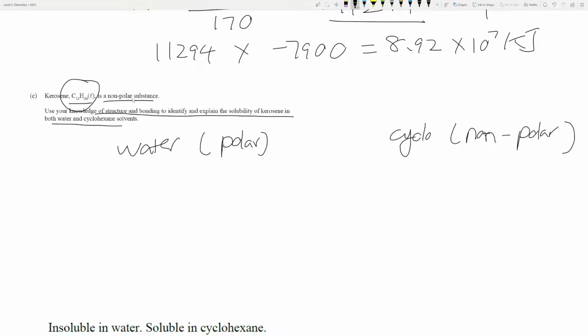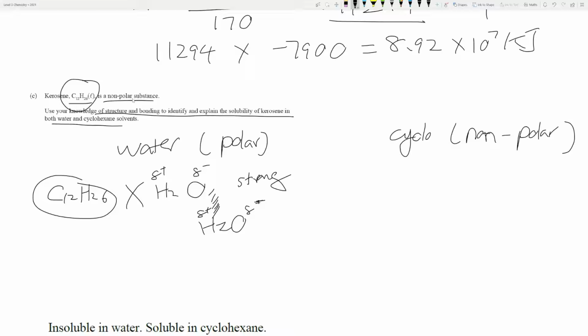Okay, so if I put kerosene, C12H26, with water, this is not going to dissolve. The reason why that doesn't dissolve is because the water molecules are polar. So the force of attraction between water molecules, this side's negative, this side's positive, is very, very strong. Your C12H26 doesn't have the positive ends and the negative ends. It's not going to be able to mingle with these H2O molecules, so therefore it doesn't dissolve.